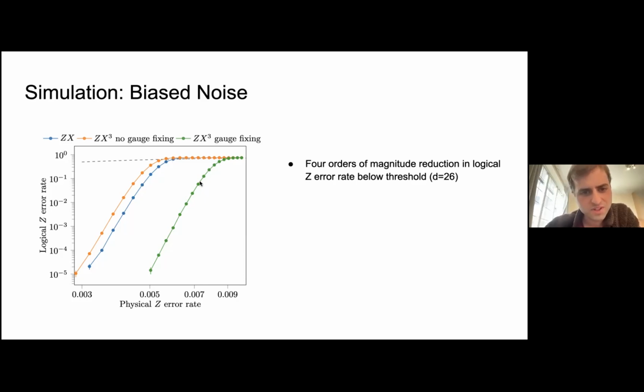And then if you do treat the gauge operators as stabilizers, you can see you get a four-orders-of-magnitude improvement. So changing the schedule actually makes things worse if you don't use the gauge fixing. And that's because in the standard circuit level depolarizing noise model, idle errors are actually slightly worse than circuit errors. That's why things get slightly worse if you don't use gauge fixing.